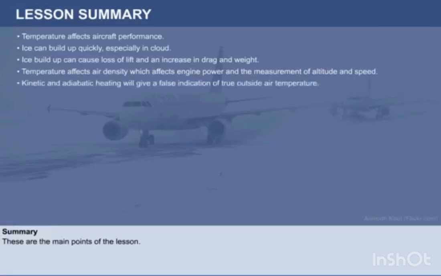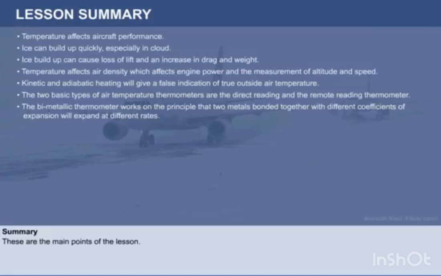Kinetic and adiabatic heating will give a false indication of the true outside air temperature. The two basic types of air temperature thermometers are the direct reading and the remote reading thermometer. The bimetallic thermometer works on the principle that two metals bonded together with different coefficients of expansion will expand at different rates. The two metals often used in the bimetallic thermometer are invar and brass.